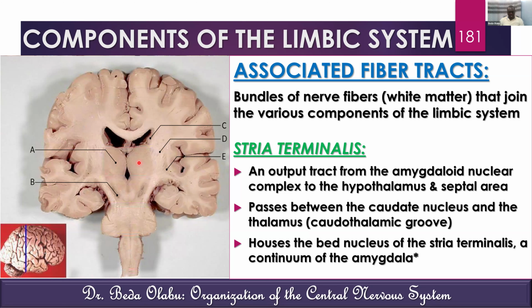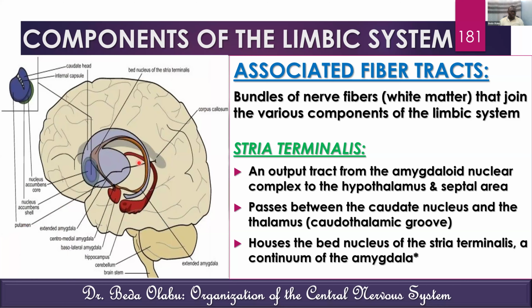Usually the stria terminalis houses a nucleus, which we call the bed nucleus of the stria terminalis. It's considered a continuum of the amygdala, really. So there's some gray matter within the stria terminalis, but it's generally considered a continuum of the amygdala. There are some nuclear aggregations along it, which is basically a continuum of the amygdala. There are some terminologies about that, which I really don't want us to go through in this particular class.